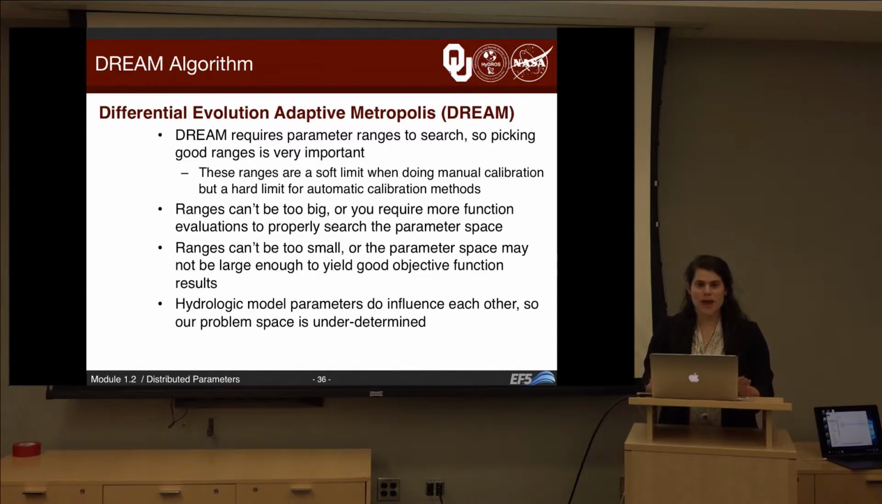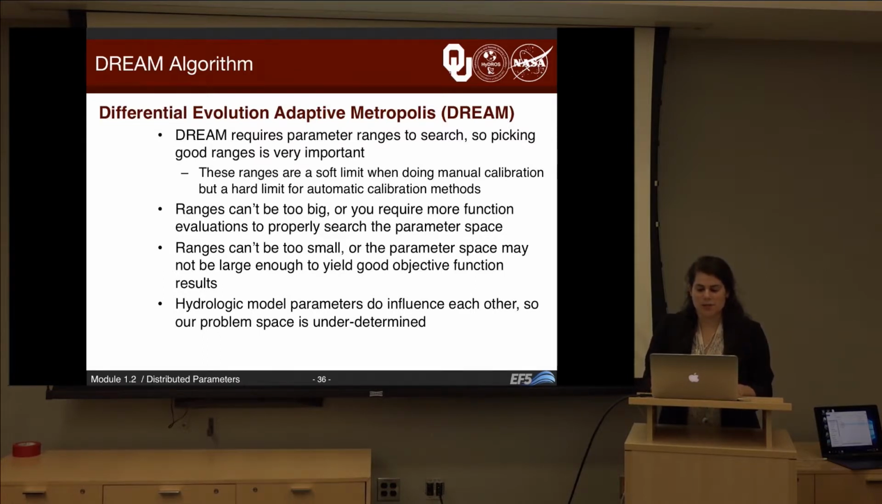So the DREAM algorithm requires parameter ranges to search. So picking good ranges is important. And we looked at these ranges in our last video. These ranges are a soft limit when doing manual calibration, but a hard limit for automatic calibration methods. So we need these ranges to tell the model how low and high to go. However, your ranges can't be too big, or you require more function evaluations to properly search the parameter space. So this means if you have really high values, it's too much for the computer to actually look for a valid number. However, ranges can't be too small, or the parameter space may not be large enough to yield good objective function results. So this means you may be missing the number if your range is too small.